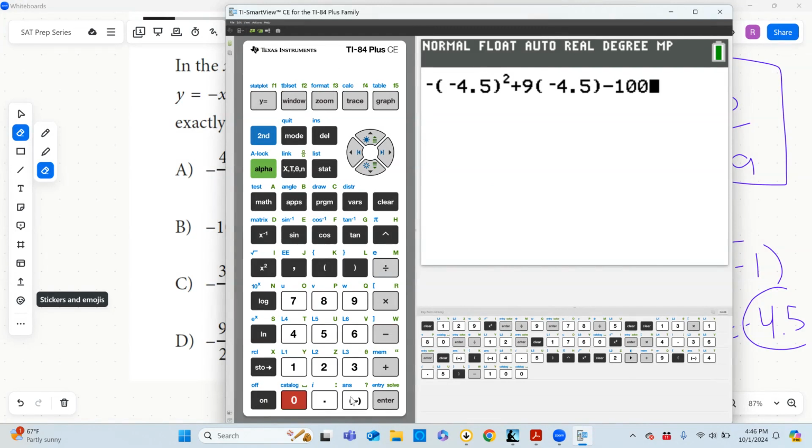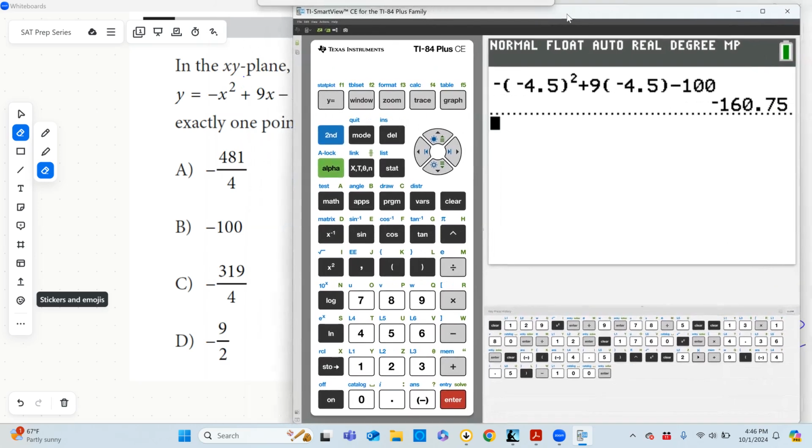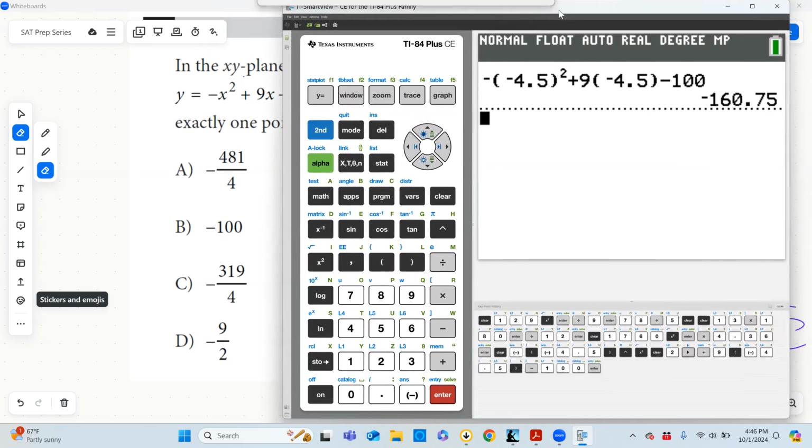Minus 100. Don't confuse your negative sign and your subtraction sign. And it looks like we have negative 60.75. That is my y value of my vertex. So now I have to look at my answer choices here. Do I see negative 60.75?